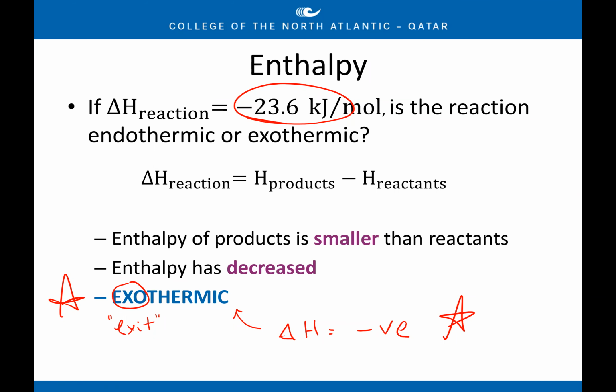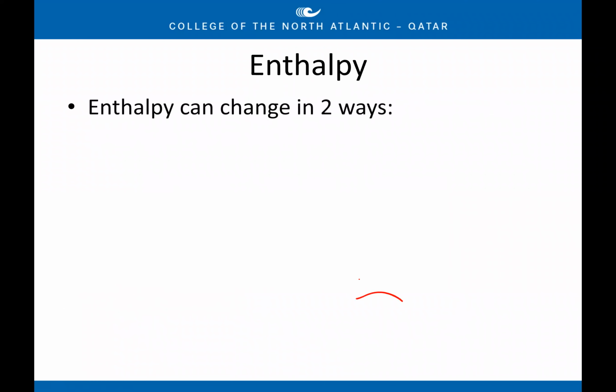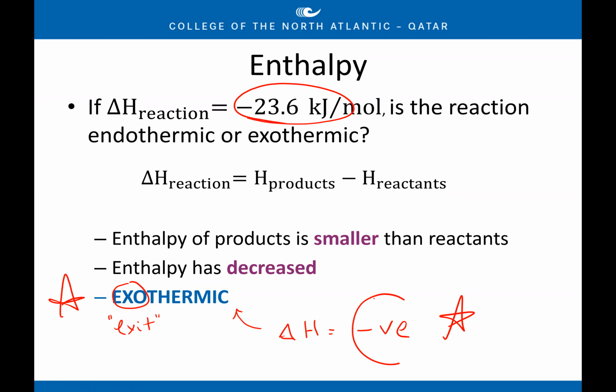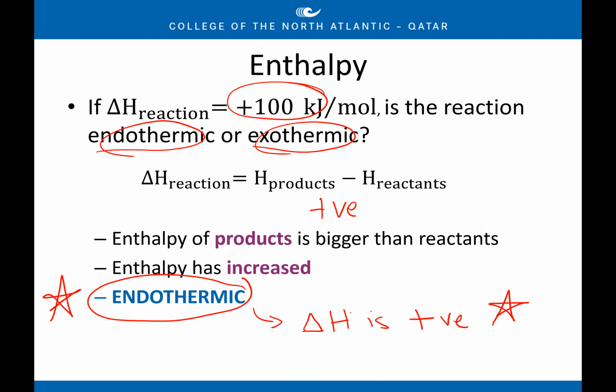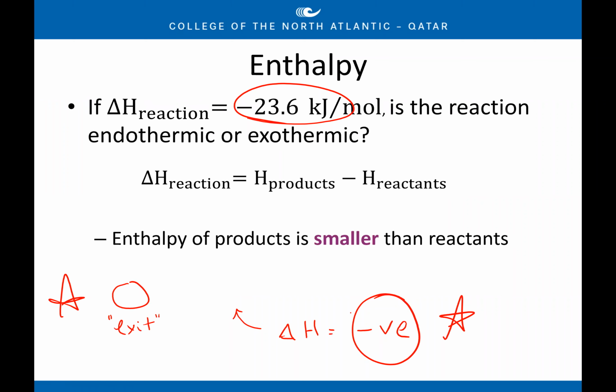But again, all you need to know is that when delta H, when enthalpy is negative, it's exothermic. When delta H is positive, it's endothermic. So make sure you know that. You might want to write that down or keep it in your mind. You will see this again.